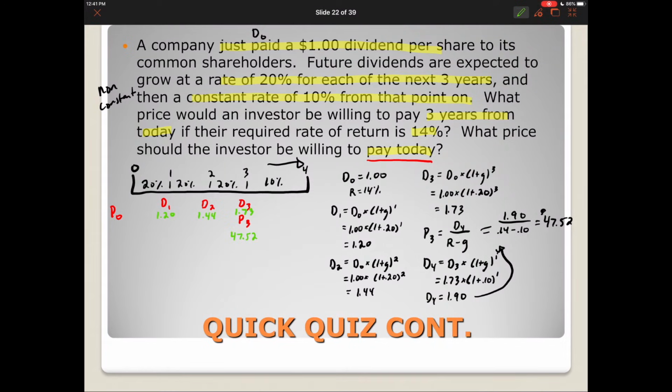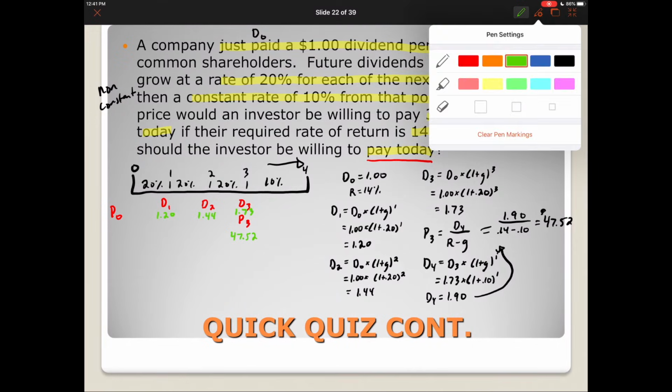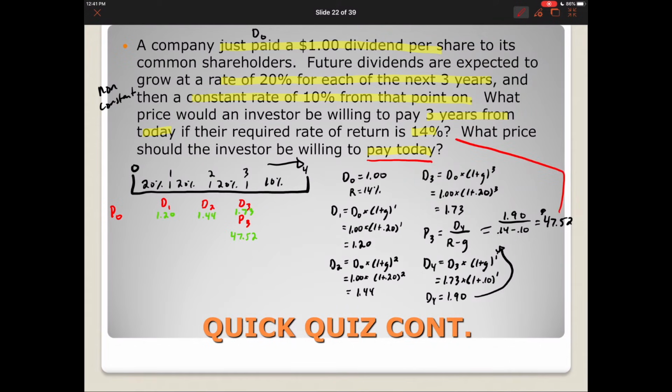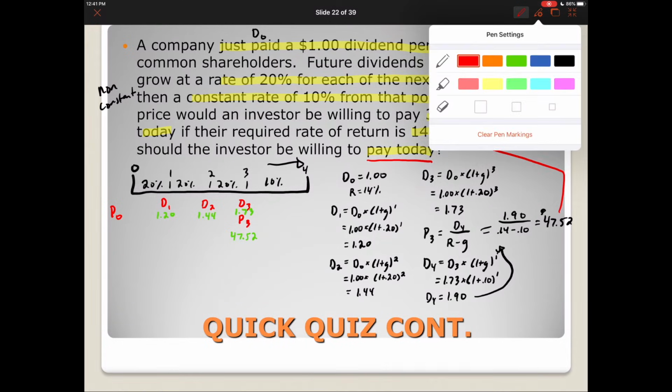And as you can see, I now have all of the cash flows necessary to solve for the current price. And what we've just done here is actually solved for the first part. What is the price 3 years from today? 3 years from today, when we have constant growth, the price is going to be equal to $47.52. Now let's solve for the current price.